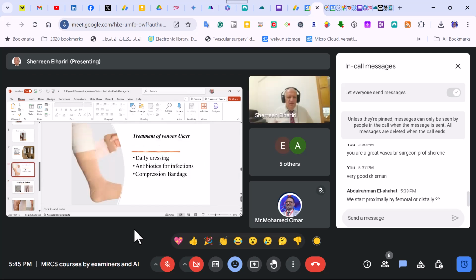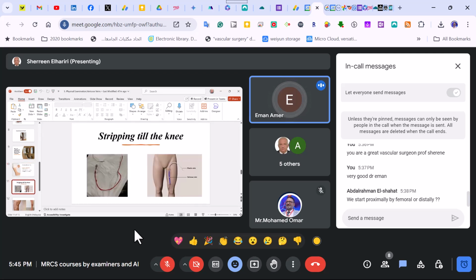Then we can do less invasive surgery, like radiofrequency ablation or the laser. No, don't think simple. If you do stripping, to which level? Above the knee. Why above the knee? Although in the old books it is below the knee, why is it now recommended to be above the knee? To avoid injury to the saphenous nerve.